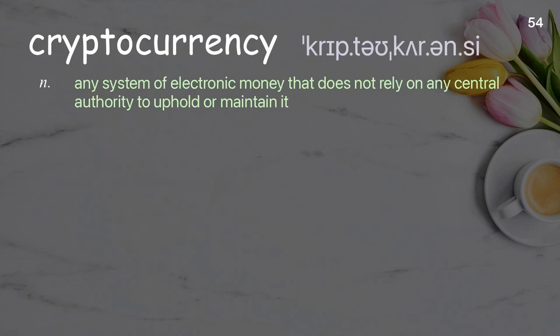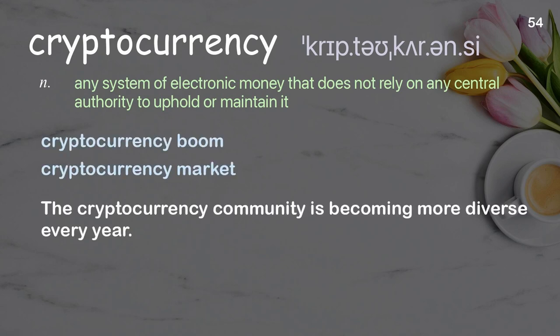Cryptocurrency. Any system of electronic money that does not rely on any central authority to uphold or maintain it. Examples: cryptocurrency boom, cryptocurrency market. The cryptocurrency community is becoming more diverse every year.